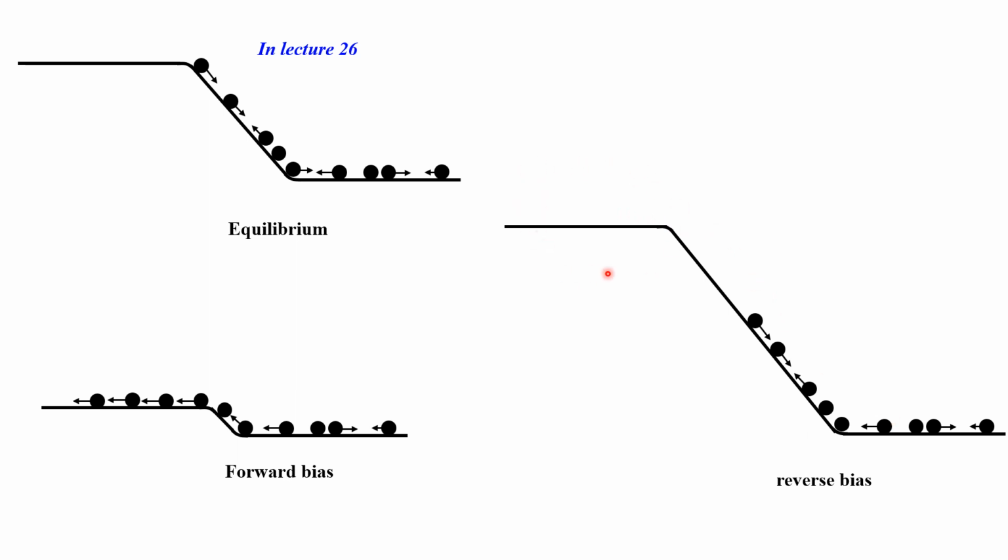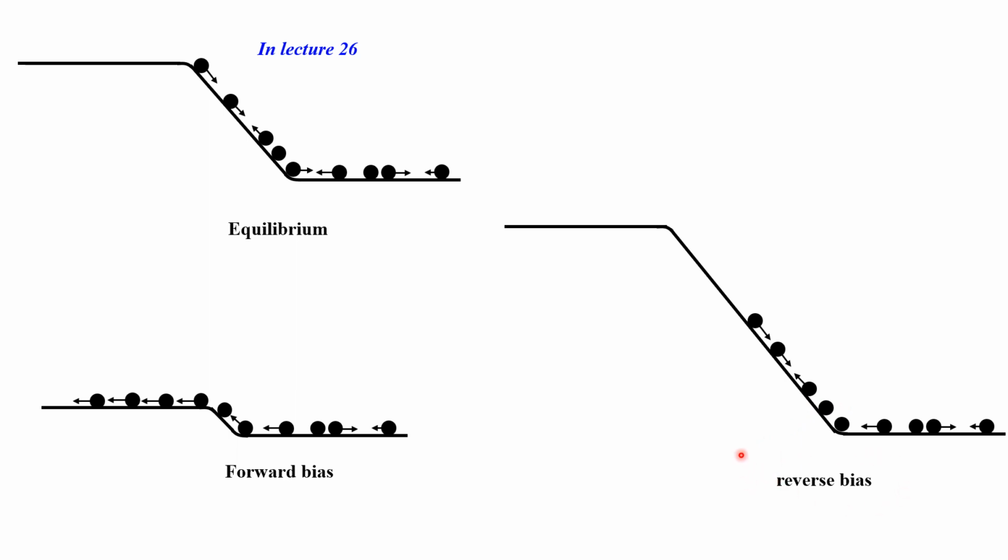But here I am representing an ideal condition where there are no electrons in the P side, there are no balls on this side here. So this new drift current is zero. So the current in this configuration is zero. Every ball that goes up comes back down. We still have zero current in reverse bias.